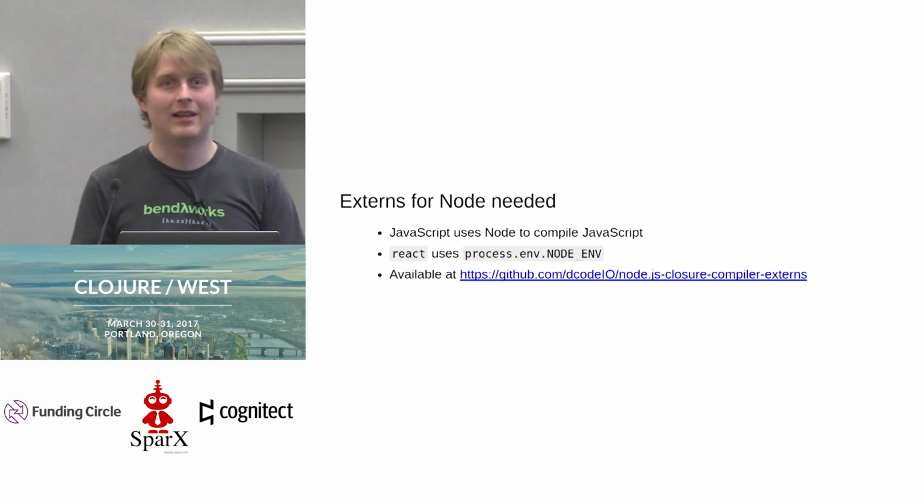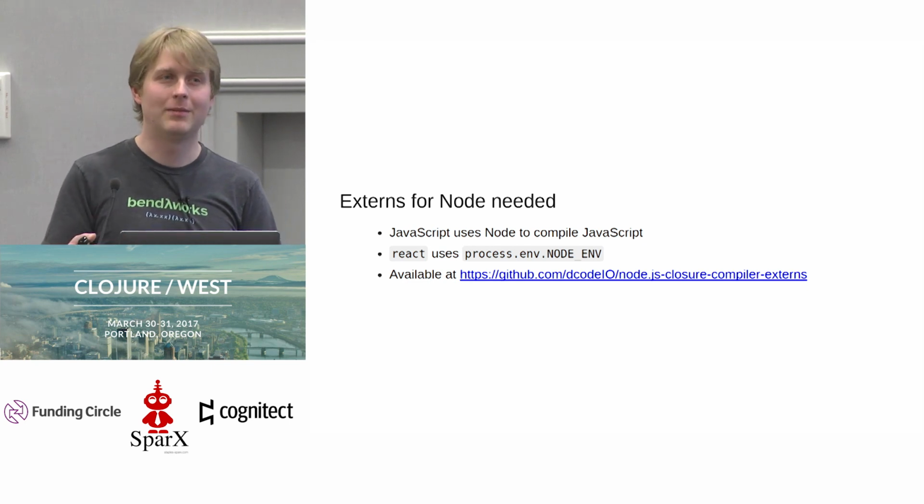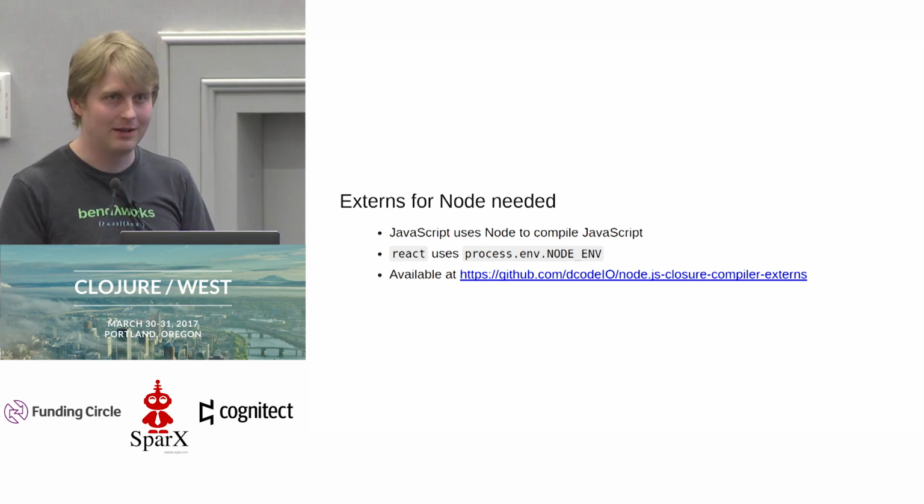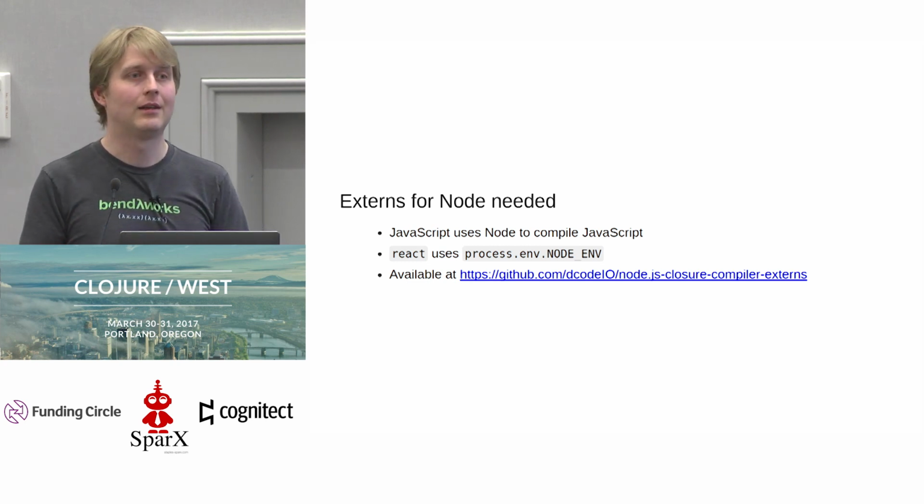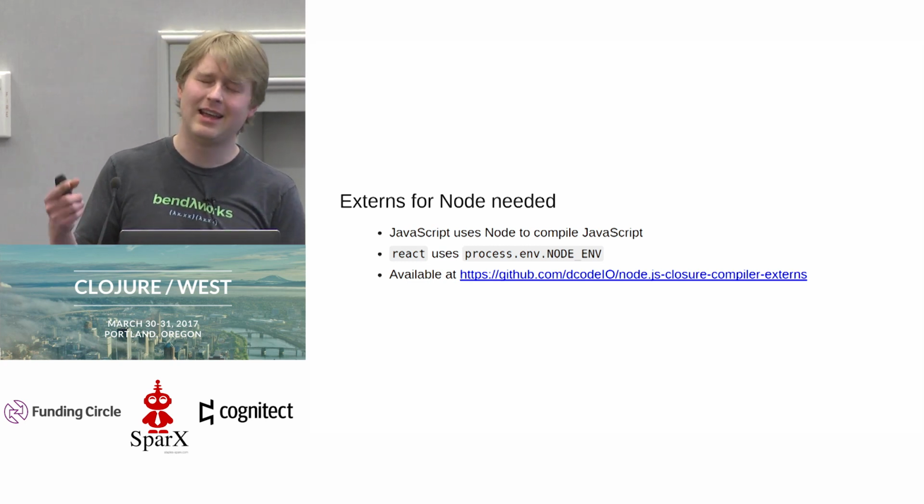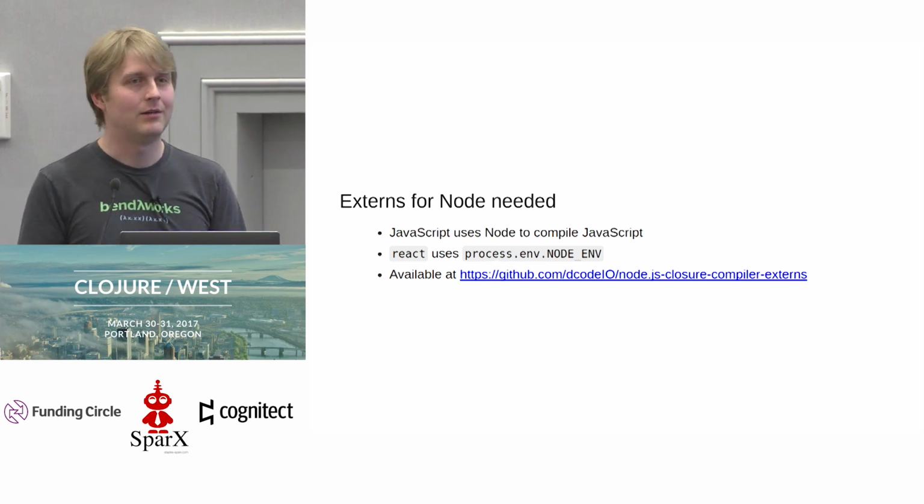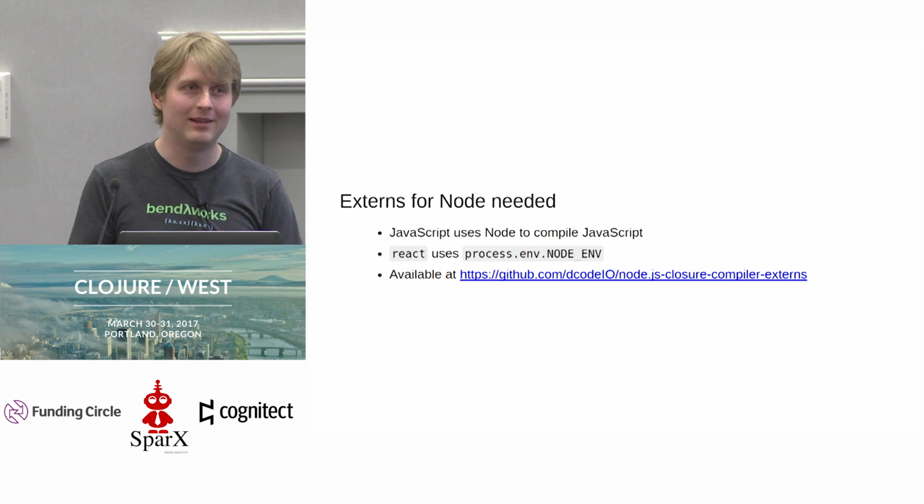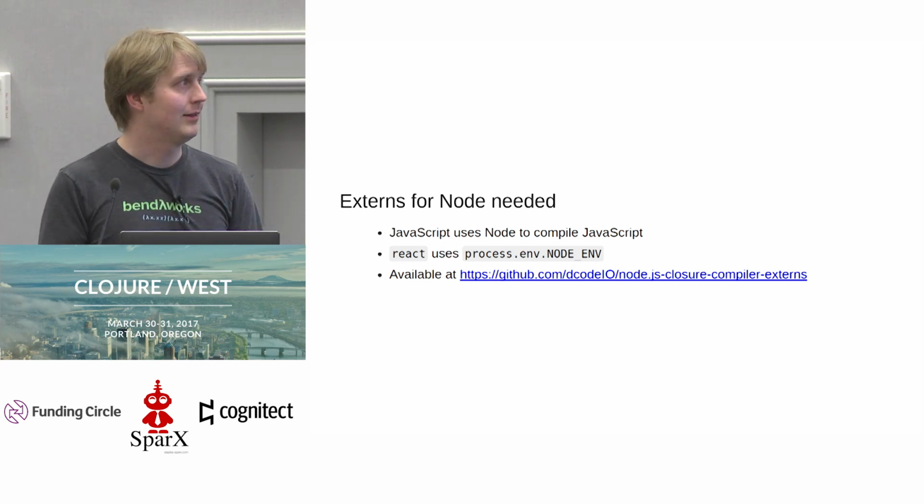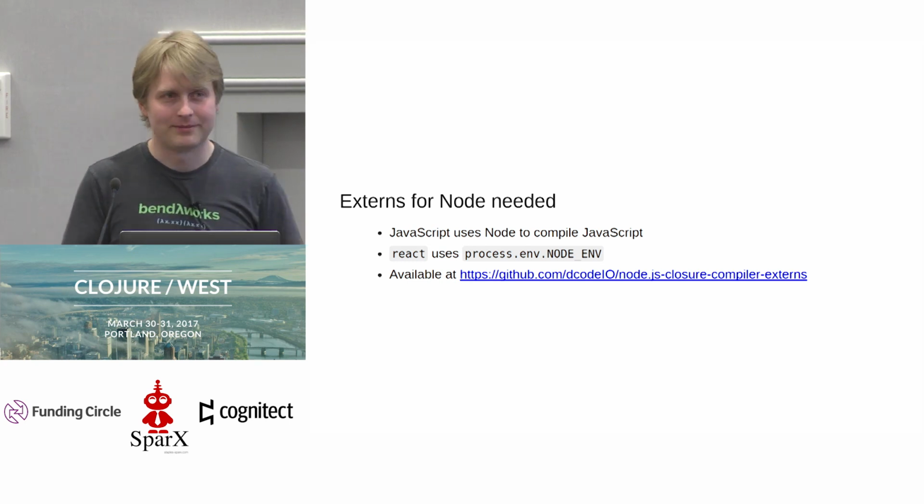And this is because a lot of JavaScript libraries nowadays use node to compile to their final production version of JavaScript. And they use some internals of node, like React uses process.env.NODE_ENV in order to tell if it's compiling to production or to development. And all these externs are available at this URL.